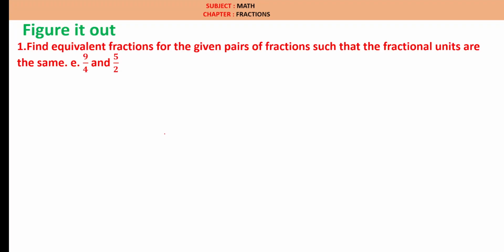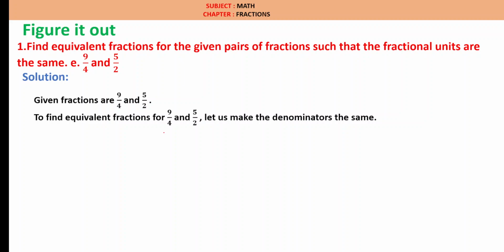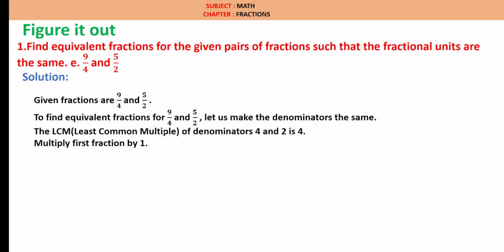Figure it out. Subsection E, 9. The given fractions are 9 by 4 and 5 by 2. So, the LCM of the denominators 4 and 2 is 4. Let us multiply the first fraction by 1 because its denominator is already 4.